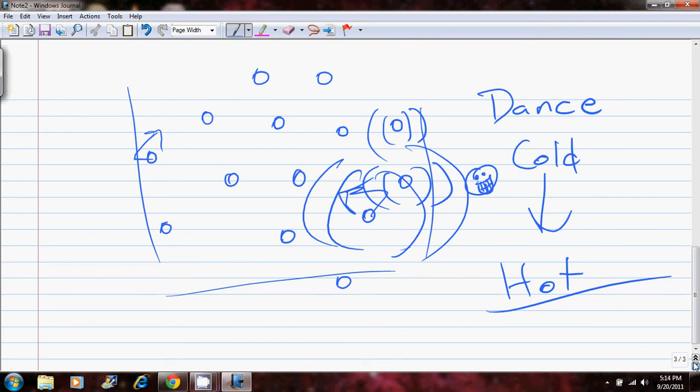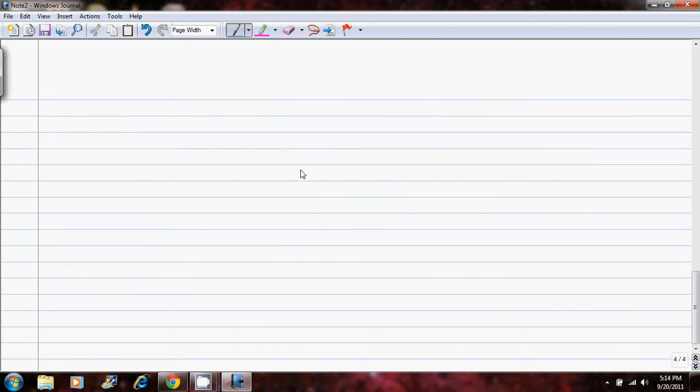Now with a hot air balloon, well, first let's look at a balloon. So a balloon, if you've ever noticed, you can take 2 balloons, take this one and fill them up.